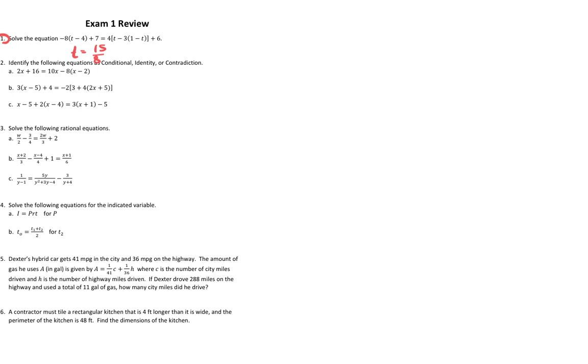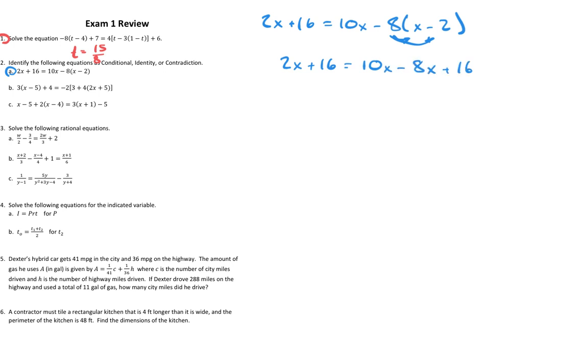Okay, so for number 2, first looking at A, we're going to identify the following equations as conditional, identity, or contradiction. So our first thing that we're going to want to do is just work on simplifying this equation. So starting with 2x plus 16 equals 10x minus 8 times (x minus 2). So let's distribute this out to both of these terms. We get 2x plus 16 equals 10x minus 8x plus 16. Now we can combine some like terms. So we have 2x plus 16 equals 2x plus 16.